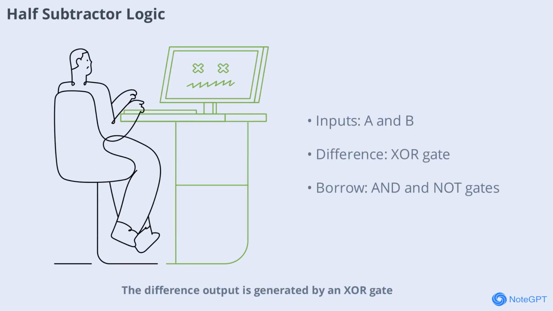A half subtractor uses two logic gates, XOR and AND. The difference output is generated by an XOR gate while the borrow output is produced by an AND gate combined with a NOT gate. This setup allows the circuit to handle basic binary subtraction, indicating when a borrow is needed. Understanding this logic is crucial for designing more advanced subtractor circuits.